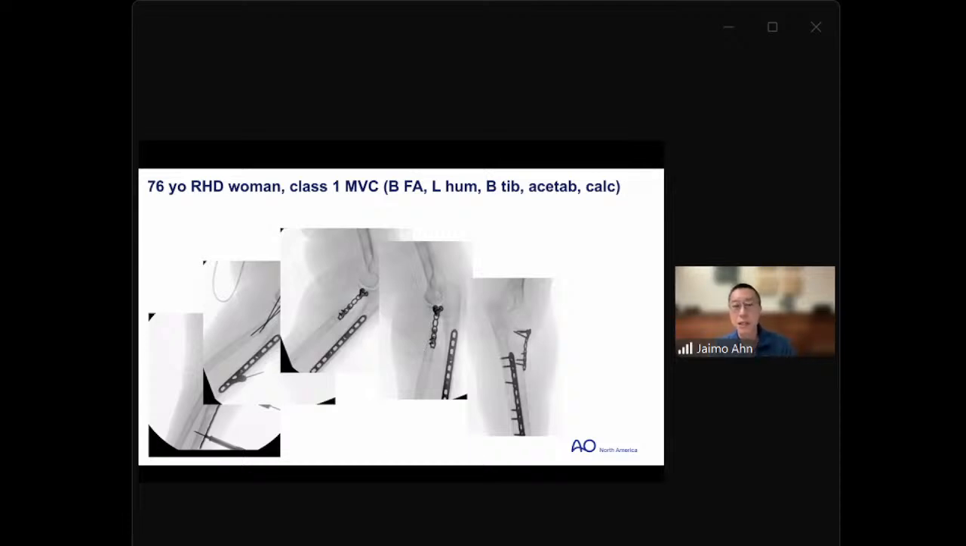So this was our final construct. We did allow this patient to platform weight bear, as Nikki mentioned with one of her cases, especially with all of these other injuries.